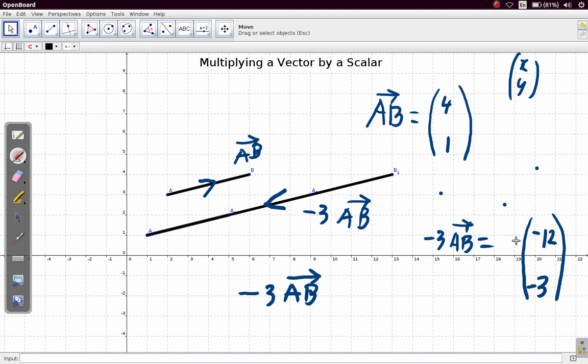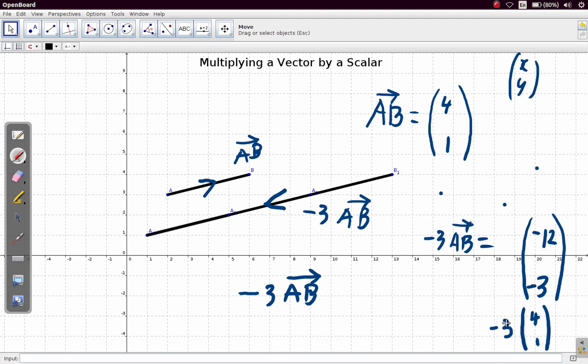You see that? Now, let's look at (negative 12, negative 3). Let's try to compare it with (4, 1). Suppose we write (4, 1) here. In order to make 4 become 12, we multiply it by 3. In order to make 1 become 3, we multiply it by 3. And then we see that these numbers are negative, so this 3 must be negative.